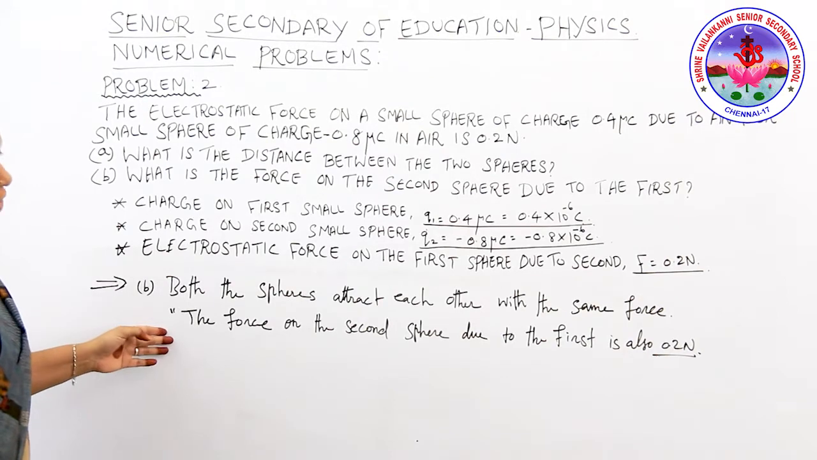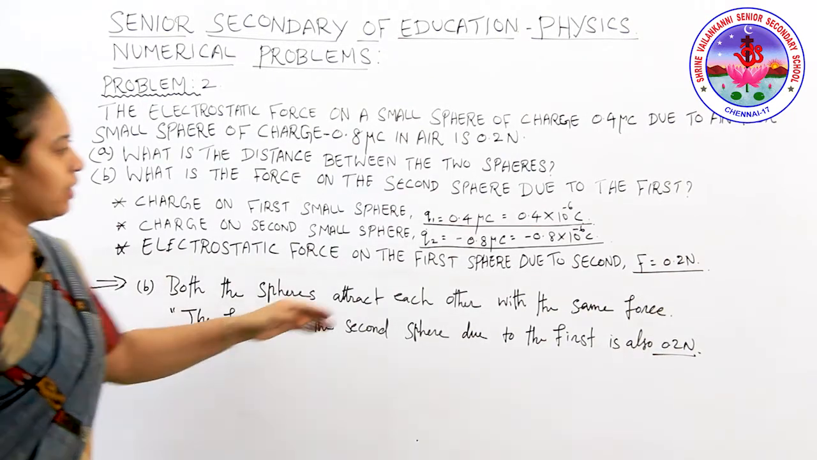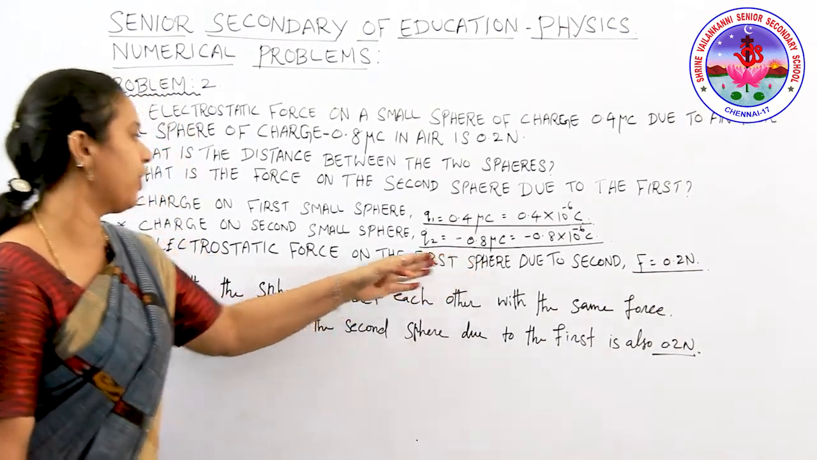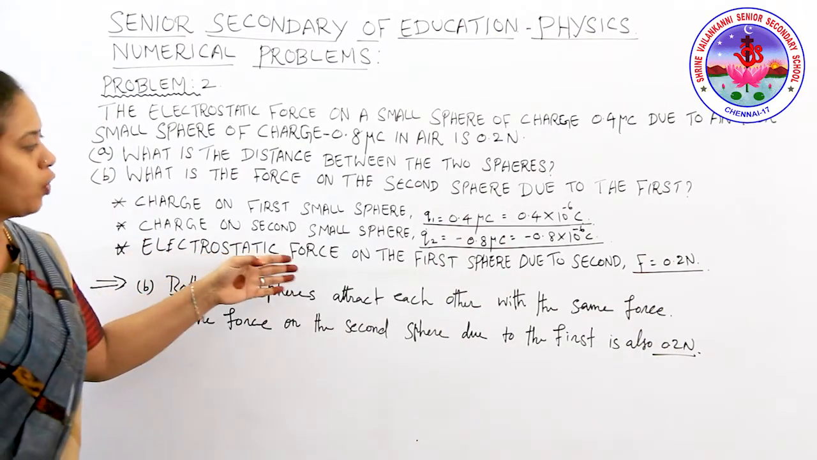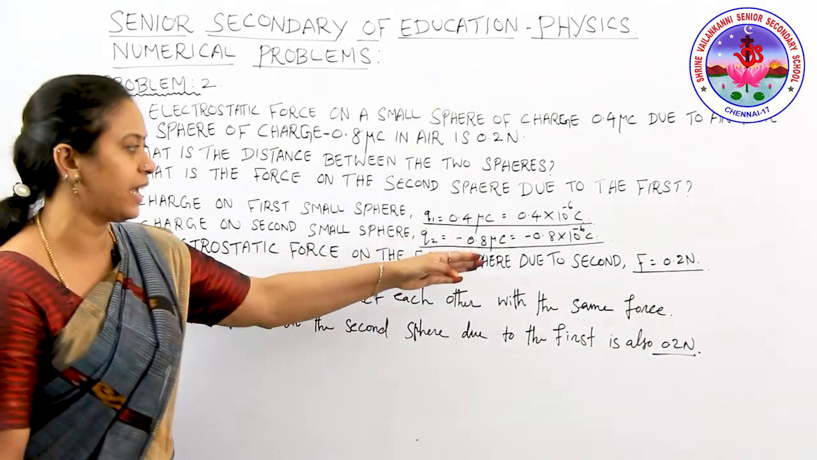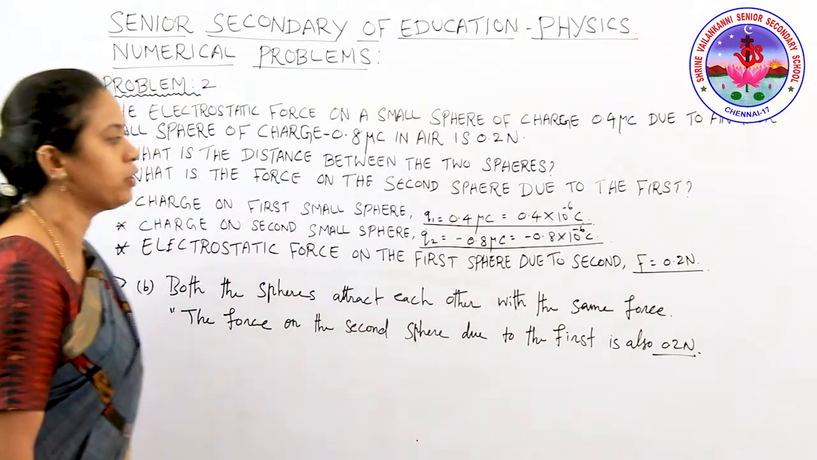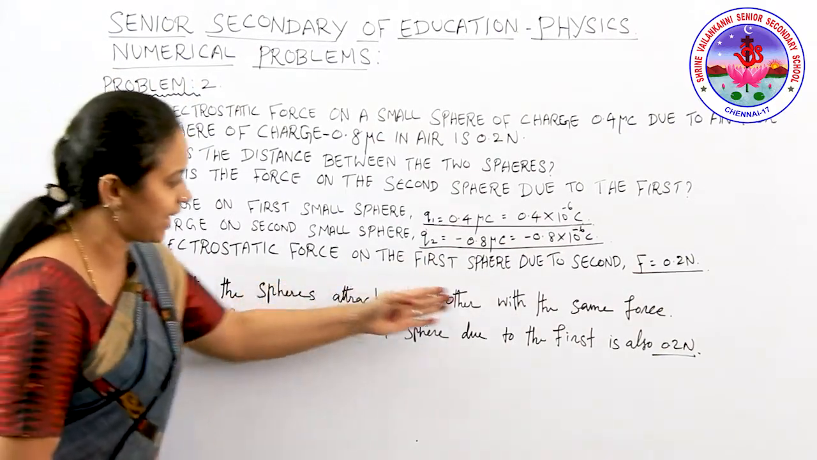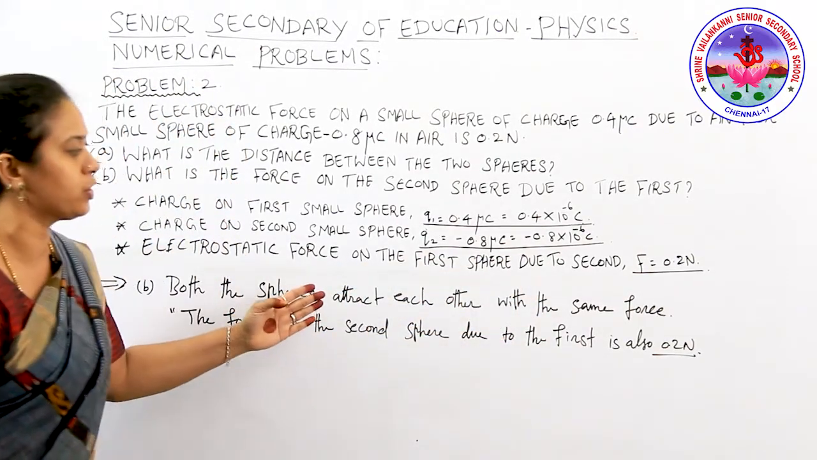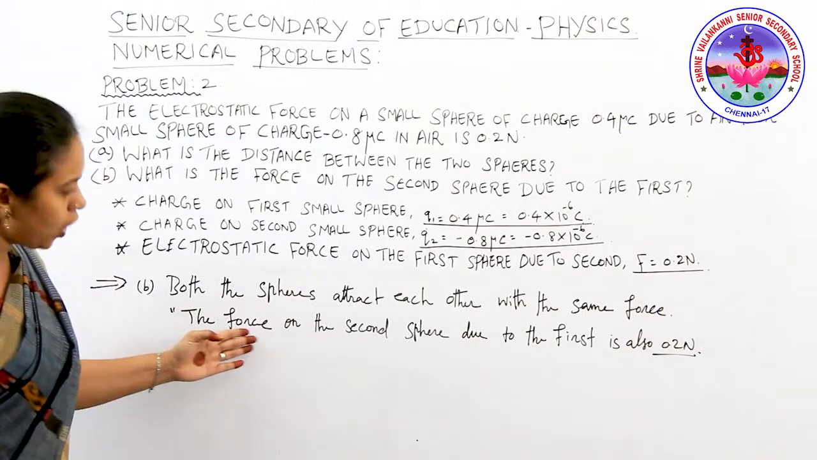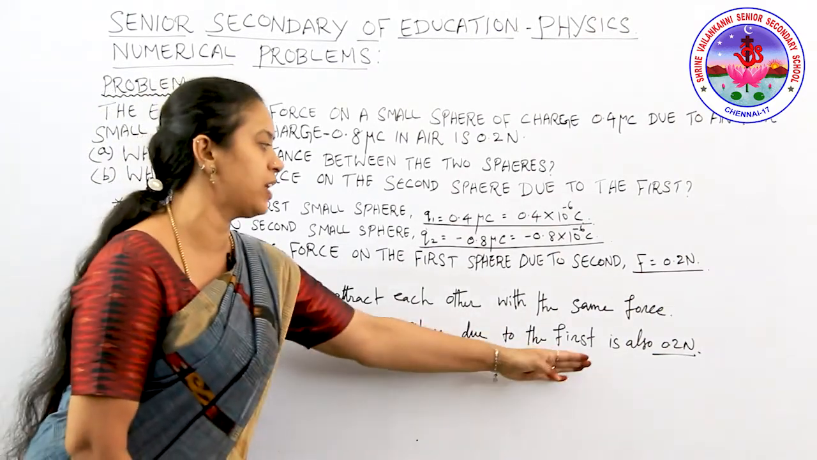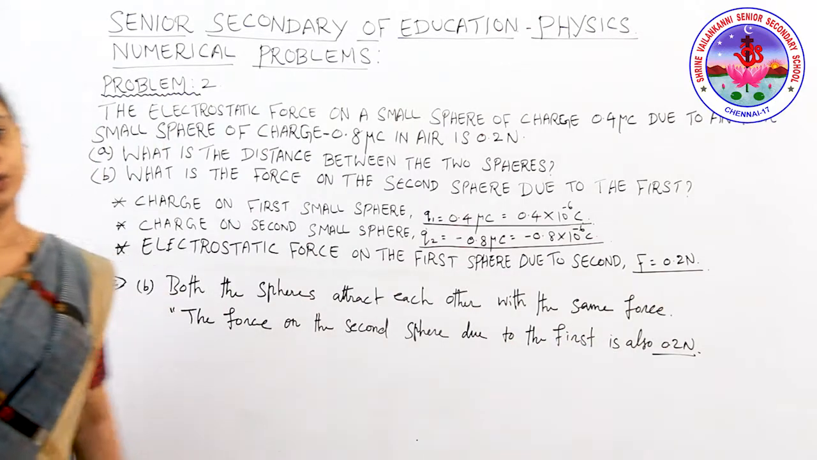So the force on the second sphere, also we can take the first sphere. What is the first sphere? We got the electrostatic force on the first sphere due to the second sphere, which is F equal to 0.2 Newton. Both have the same force, they attract each other, so the force on the second sphere due to the first one is also 0.2 Newton.